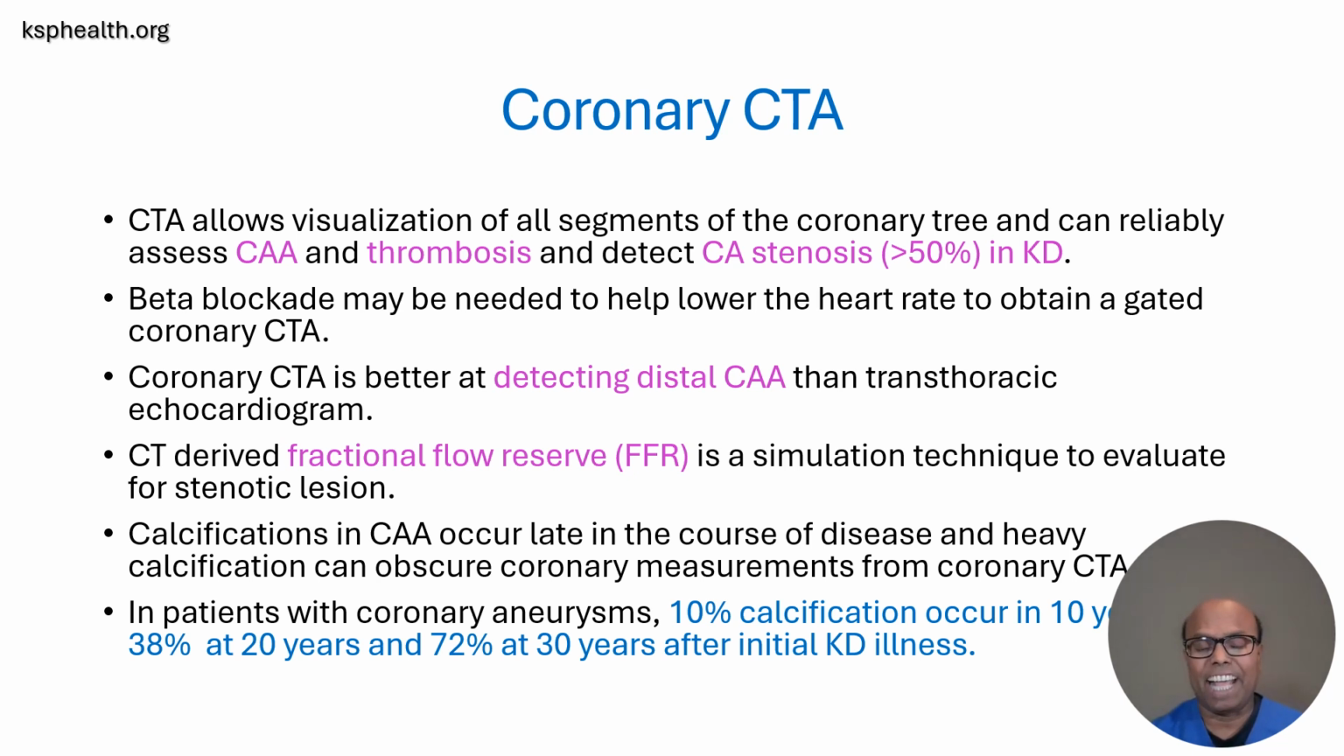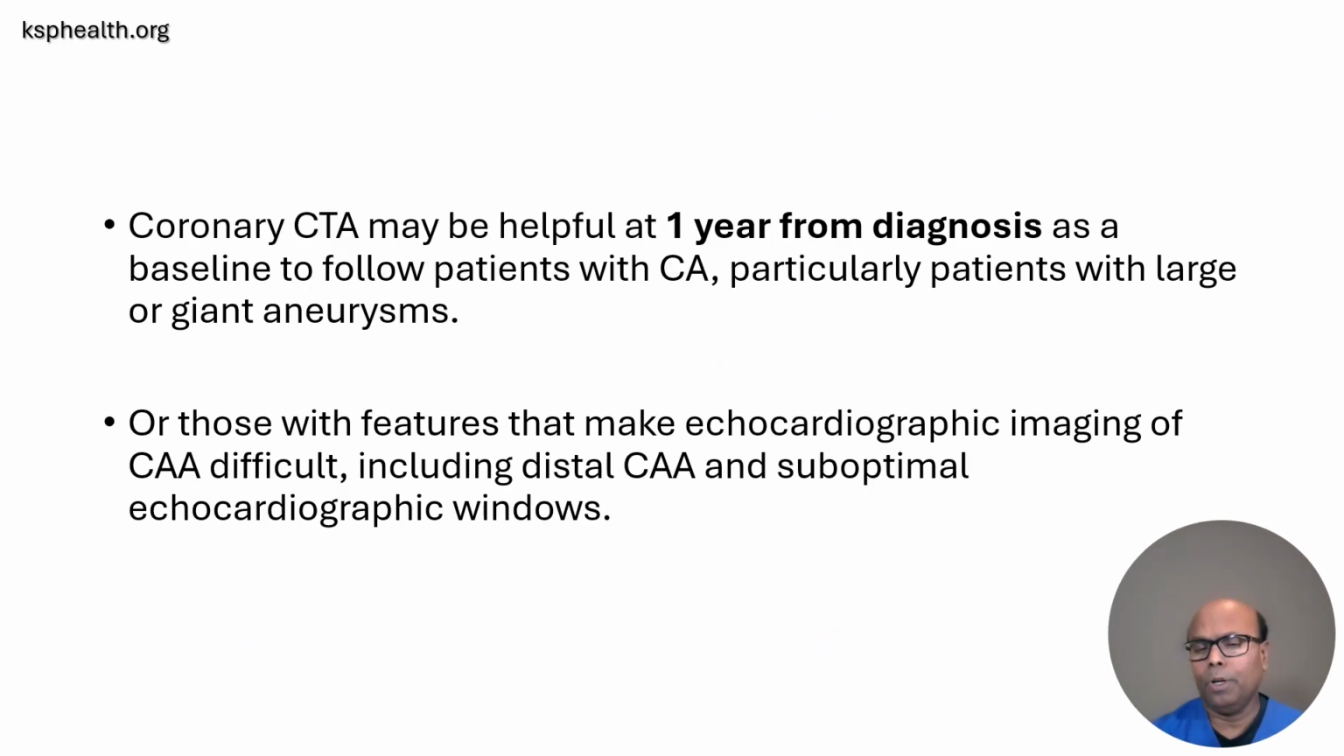Another important thing is that calcification of coronary artery aneurysms occurs late in the course of the disease, and heavy calcification can obscure coronary measurements from coronary CTA. Calcification occurs in 10% at 10 years, 38% at 20 years, and 72% at 30 years after the initial Kawasaki disease illness.